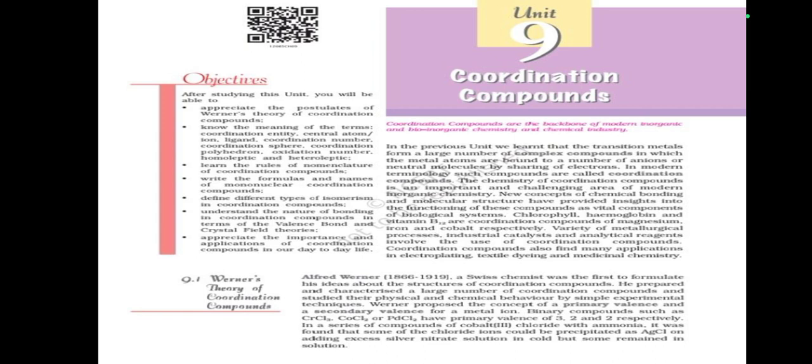In a series of compounds of cobalt chloride with ammonia, it was found that some of the chloride ions could be precipitated as AgCl on adding excess silver nitrate solution in cold, but some remained in solution. 1 mole of CoCl3.6NH3 gave 3 moles of AgCl.